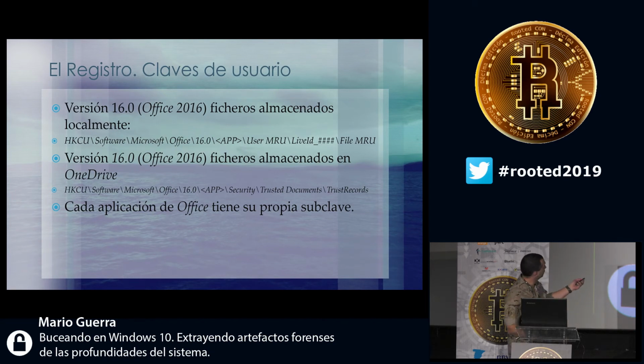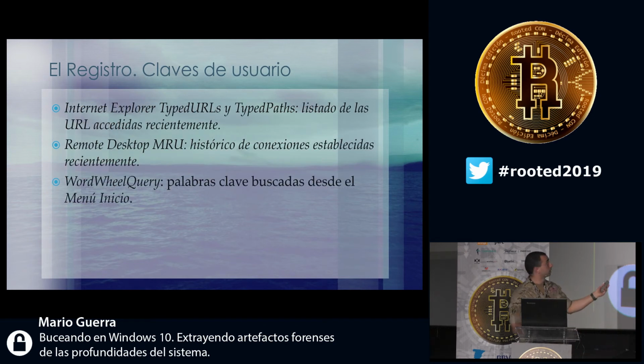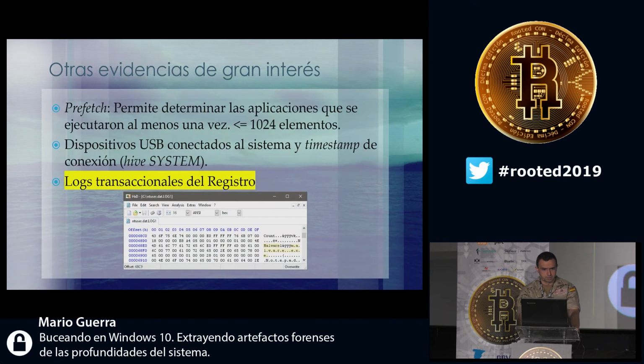Therefore, the new keys we get are these ones here, the trust records, and that's the new registry key, where they're reading the system to know where they need to get those files recommended for the user. Each application has its own subkey, and this is new in the latest versions. We can also show user intention. We have the typed URLs and typed paths. This is a good way of detecting intentionality.